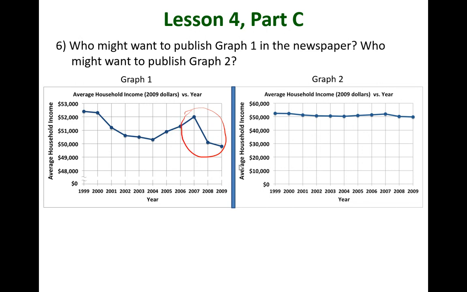On the other hand, if you're already in office, you're the incumbent and you're trying to run for re-election, you're not going to want to point out that household incomes are down. You might want to point out the fact that household incomes have remained relatively stable during a difficult economic time. So it really depends on the message you're trying to get across. You want people to think there's a lot of change? This graph looks like there's a lot of change. You want people to think that household income hasn't changed? The second graph looks pretty stable.